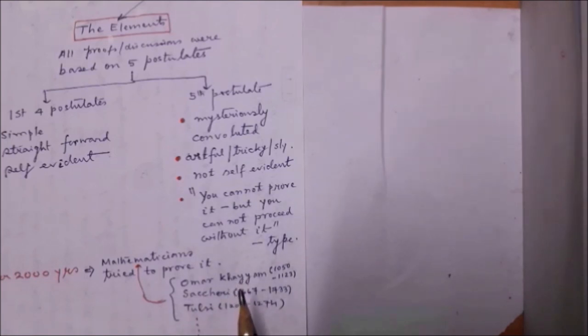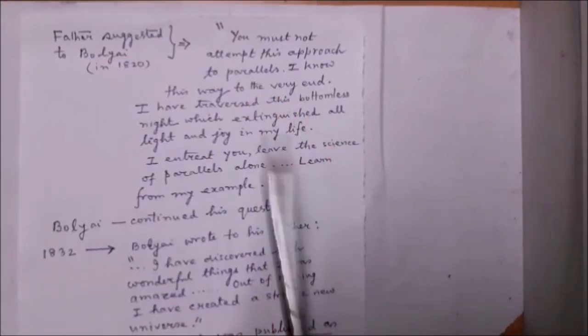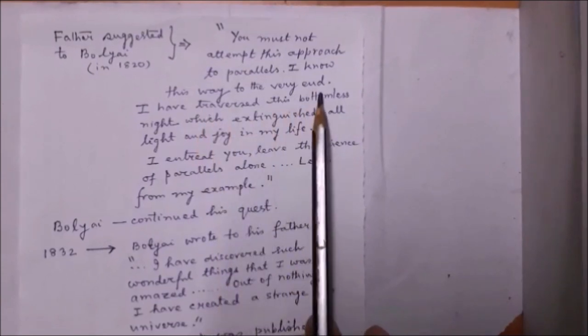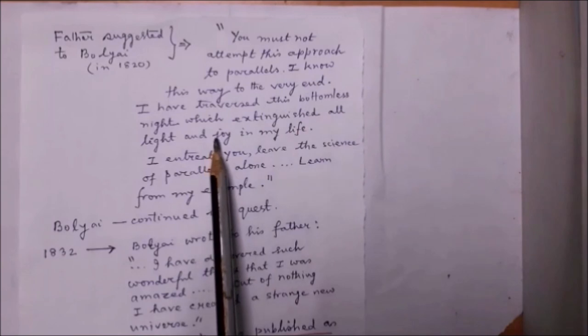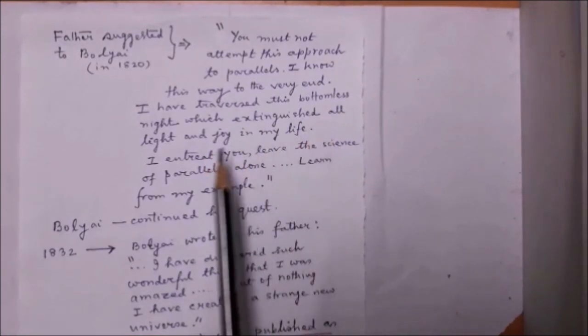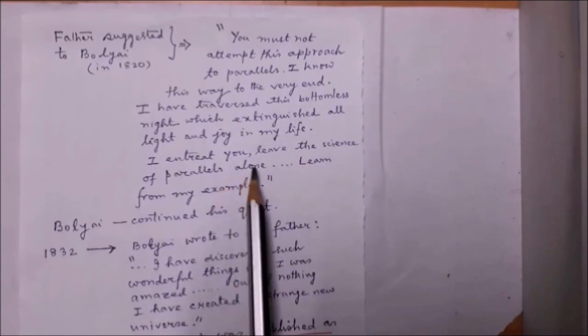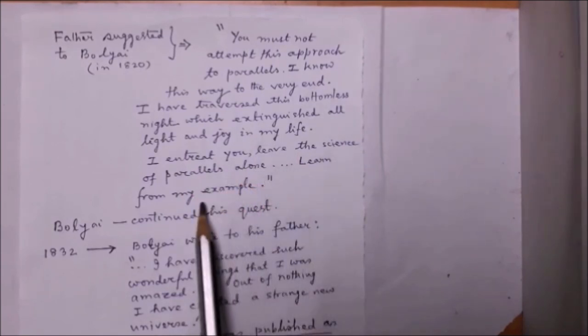Bolyai was advised by his father, based upon his experience, expertise, involvement and understanding of the parallel postulate. He wrote to his son Bolyai in 1820: "You must not attempt this approach to parallels. I know this way to the very end. I have traversed this bottomless night, which extinguished all light and joy in my life. I entreat you, leave the science of parallels alone. Learn from my example."